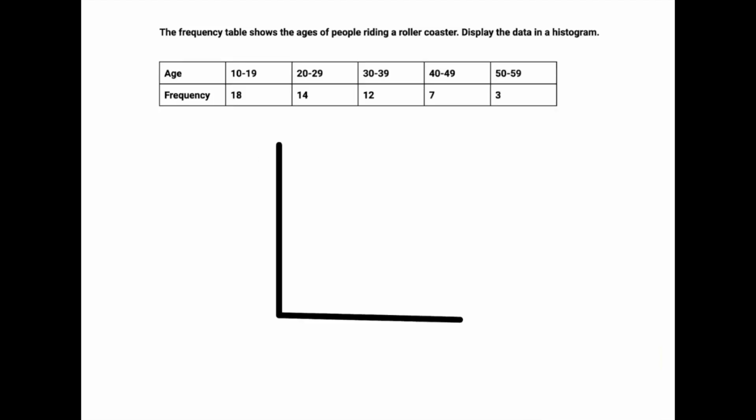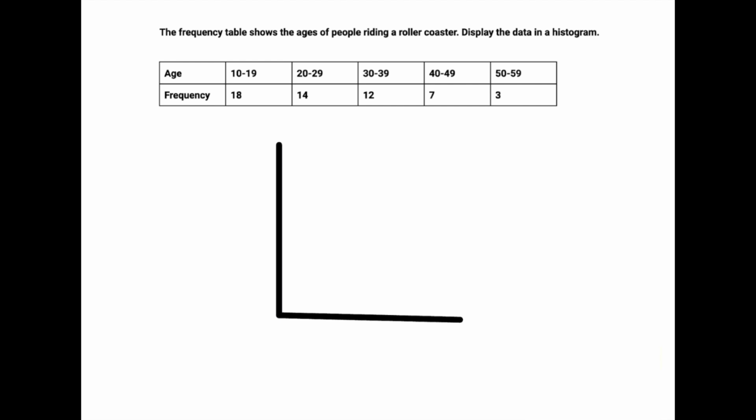This first question says that the frequency table shows the ages of people riding a roller coaster. Display the data in a histogram. A histogram is one of the most commonly used graphs to show frequency distributions. It looks very much like a bar graph, but bar graphs and histograms have some differences. First, on a histogram, the x-axis has numbers instead of categories. Another difference is that bar graphs have gaps between the bars, where histograms do not.